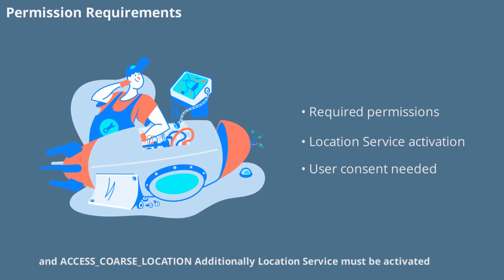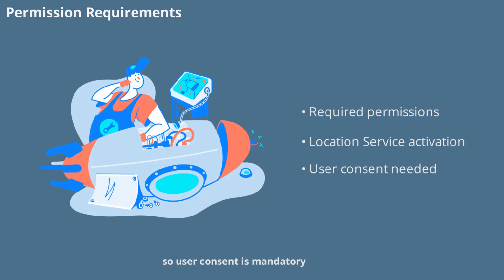Additionally, location service must be activated. Access coarse location is considered dangerous by Google, so user consent is mandatory. Always check permissions before scanning and prompt users if necessary. Proper permission handling is essential for successful BLE operations.